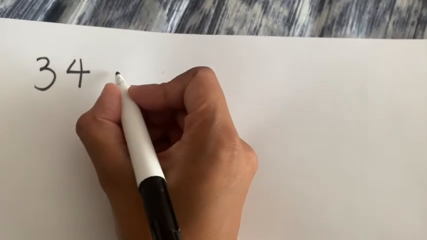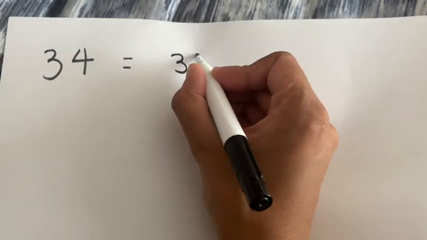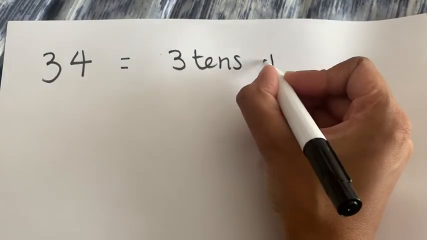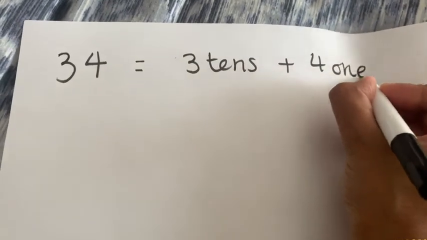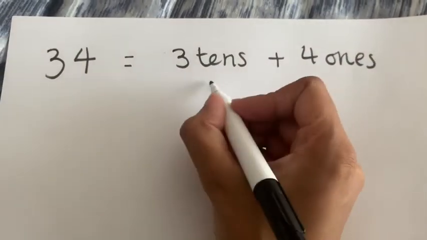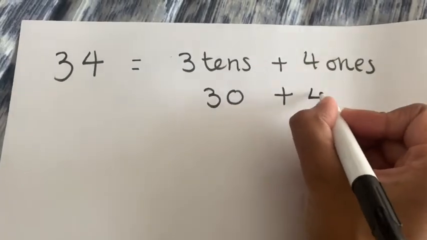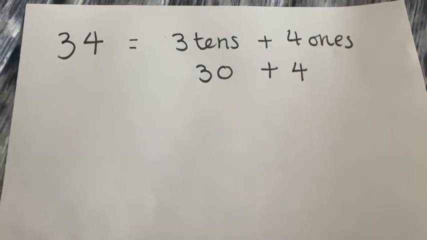Let's look at the number 34. What is 34 the same as? 34 is the same as 3 tens and 4 ones. We know that 3 tens make 30 and 4 ones makes 4. So 34 is the same as 30 add 4.